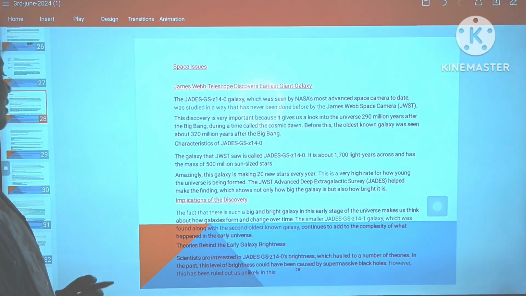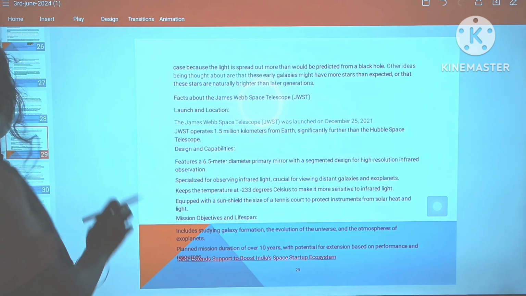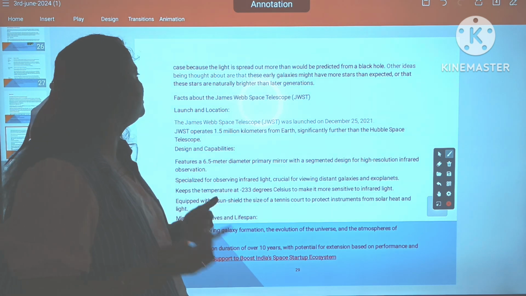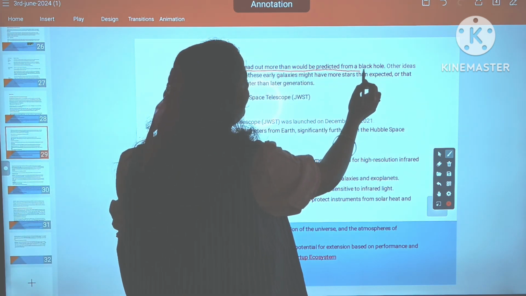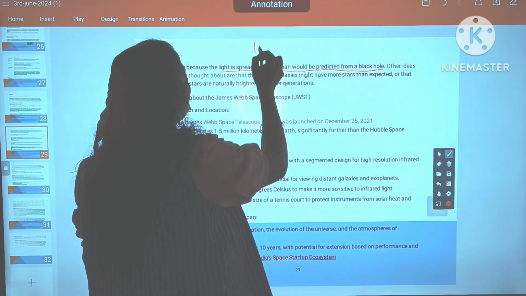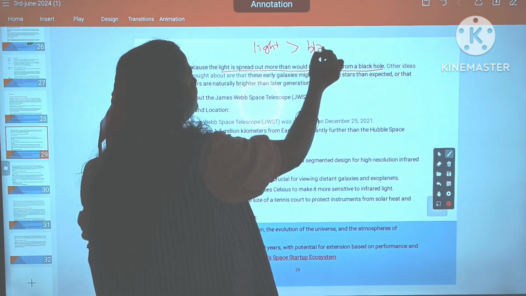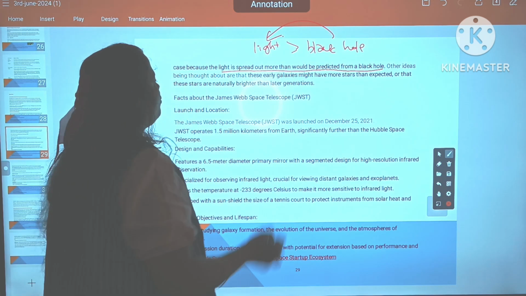Scientists think this brightness may be of black holes, but some people are not suggesting the theory. Some people are telling the theory is wrong. Light is spread out more than would be predicted from a black hole, because the light intensity is greater than black hole intensity. So some people are telling this light does not come from a black hole.